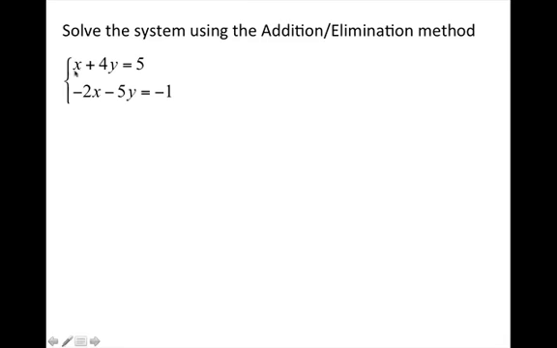Well, I could take this 1 from my first equation, and if it had been a positive 2 instead of a positive 1, I would have had opposites. Well, I can make that be a positive 2 by multiplying by 2. But I'm going to have to multiply the entire equation by 2. So if I multiply my first equation by 2, I've got to multiply each side by 2. On the first side, I'm going to distribute that 2 and end up with 2x plus 8y equals 10.